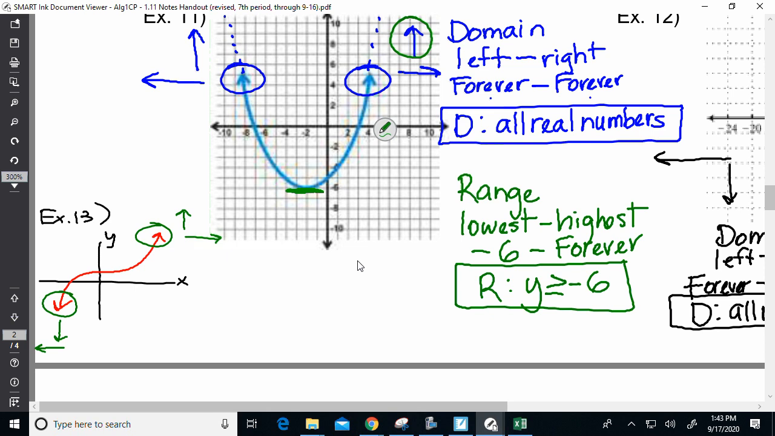So if you look at domain and range, domain means you're going from left to right. So based off of this graph, you're going to the left forever, you're going to the right forever. Forever and forever. So remember, if you have forever twice, that's all real numbers.